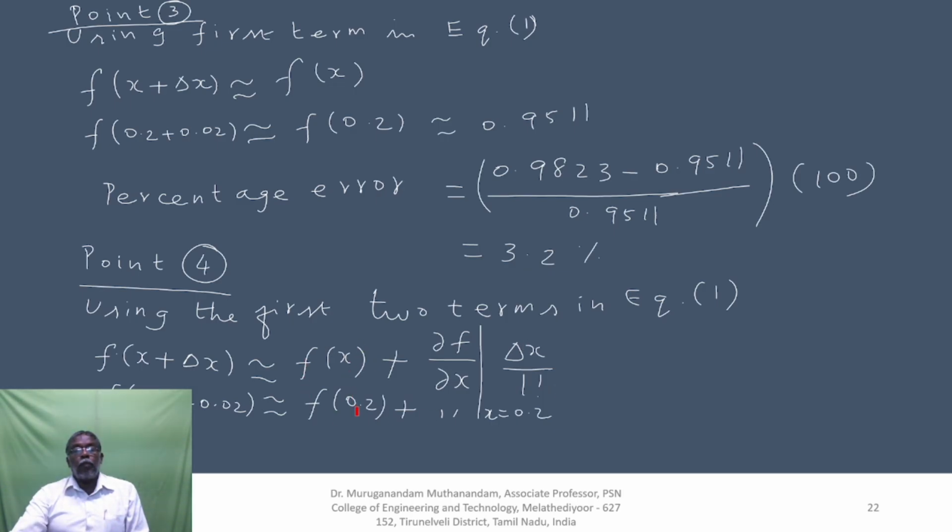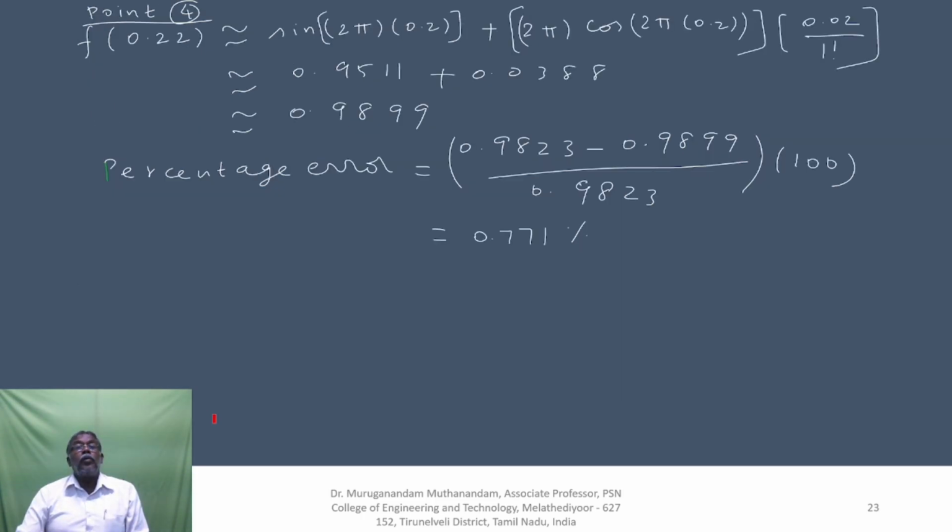So we are using the first two terms. Wherever x is present, use 0.2. Wherever delta x is present, use 0.02. We obtain f of 0.2 plus 0.02 is equal to sin 2 pi into 0.2 plus 2 pi cos 2 pi 0.2, into 0.02 upon 1 factorial. We obtain 0.9899. What is the percentage error here? 0.9823 is the exact value. This is the approximate value which we have obtained. With respect to the exact value, it is 0.771%.